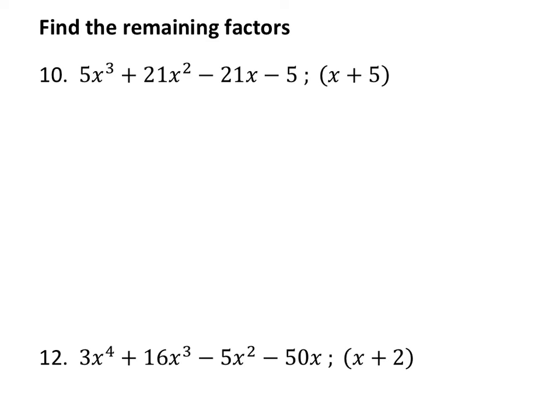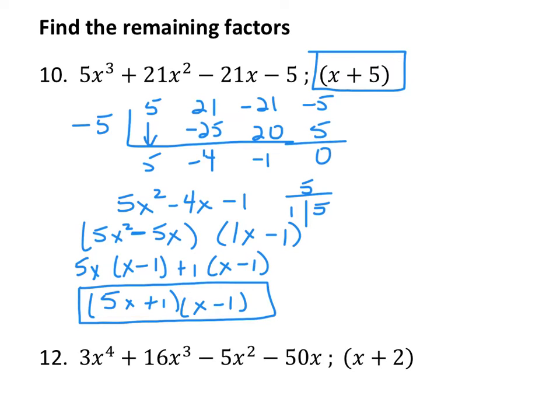So let's get started with this problem. I'm going to go ahead and find all the remaining factors, and then I'm going to explain what I did. All right, so first of all, I went ahead and I used this factor right here as one of my divisors. I can divide this polynomial with this binomial. So what I did was I went ahead and I used synthetic division to break this polynomial apart. So I used the negative 5, and I did synthetic division. And what I ended up with was 5x squared minus 4x minus 1.